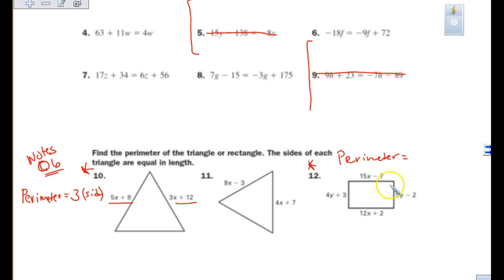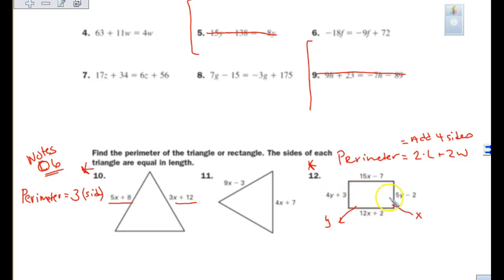Okay? We're going to take 2 times the length, but if you didn't want to do 2 times the length plus 2 times the width, couldn't you just add all 4 sides? That'd be the same thing, okay? Are opposite sides in a rectangle equal? Yeah. So, when you go to solve this one, you have to do 2 problems. You have to solve for y, and you have to solve for x.